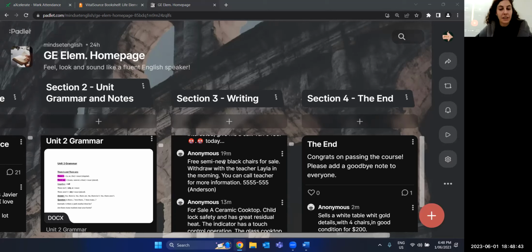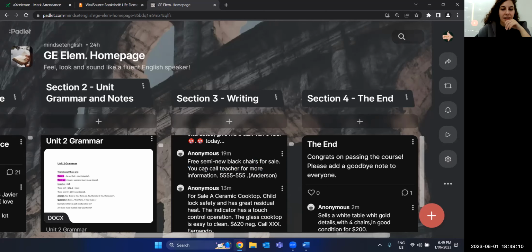So free, semi-new. I like that. Semi-new means it's not 100% new, but it's very close, semi-new. Black chairs. So many of them, not just one, for sale. So there's only one sentence I don't understand. Did you take it off? No problem. Okay. So yeah, free semi-new black chair for sale.